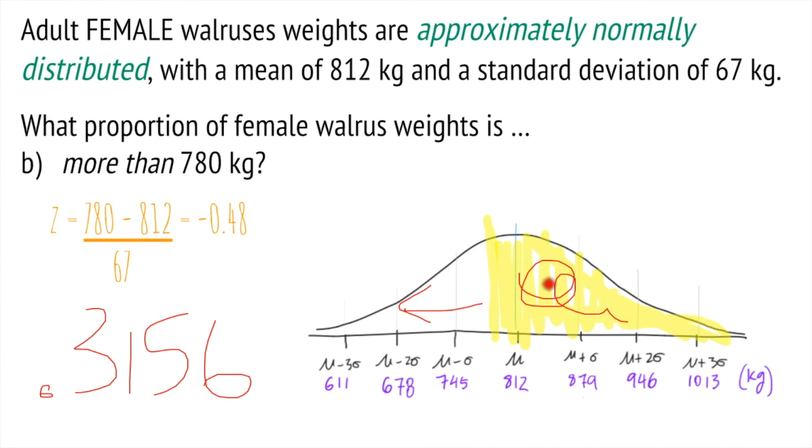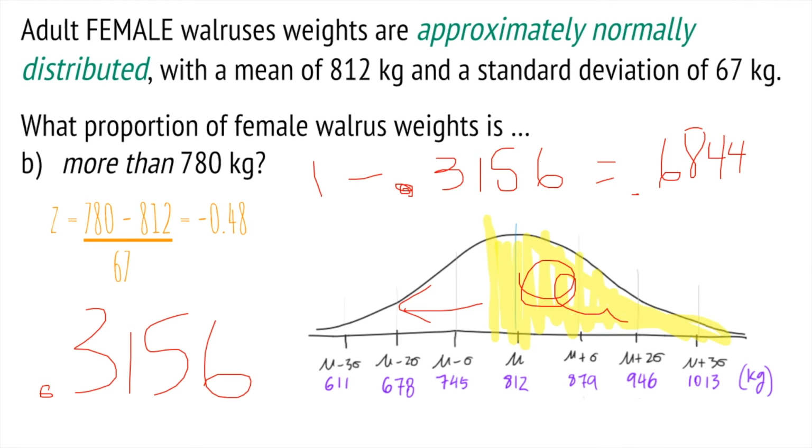So all I have to do to fix that is just one extra step after you find your proportion, and that is I'm going to subtract from 1. So 1 minus our proportion of 0.3156 equals 0.6844. So that is my proportion that is greater than. Again, it's 1 minus the proportion.